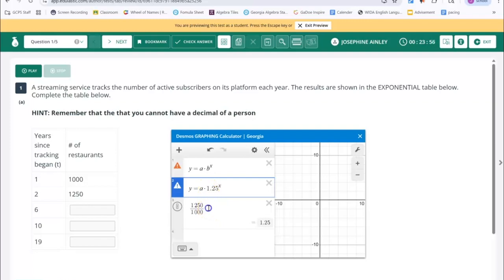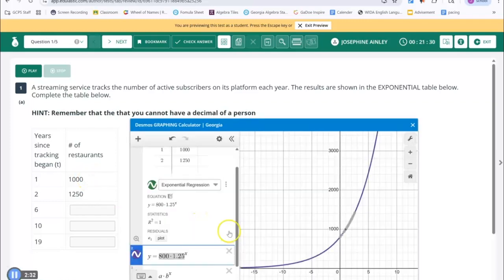And if I know that it's growing, or multiplying, by 1.25, so if I do 1250 times 1.25, I get the next value. If I do it again, I get the next, and so forth. If I want to go backwards, I just say instead of multiplying by 1.25, I'm going to divide by 1.25.